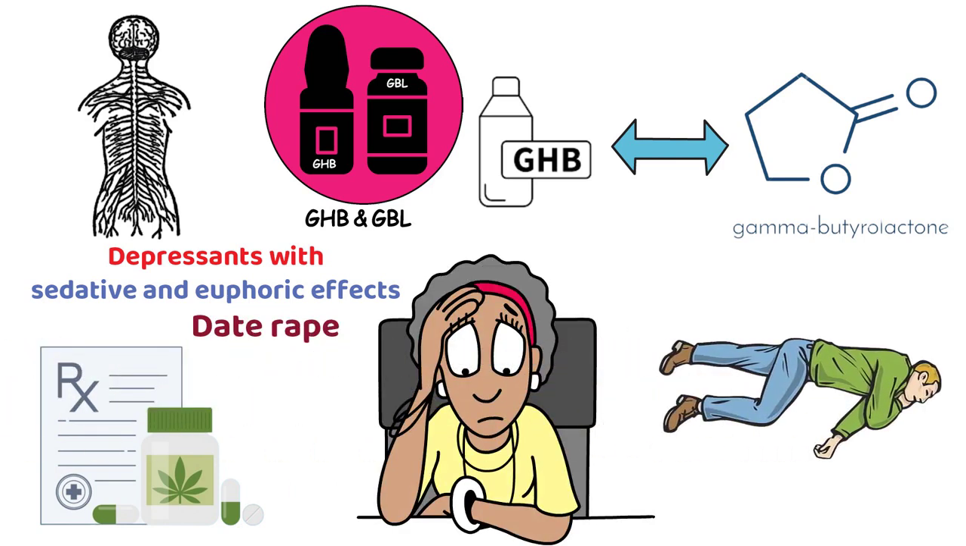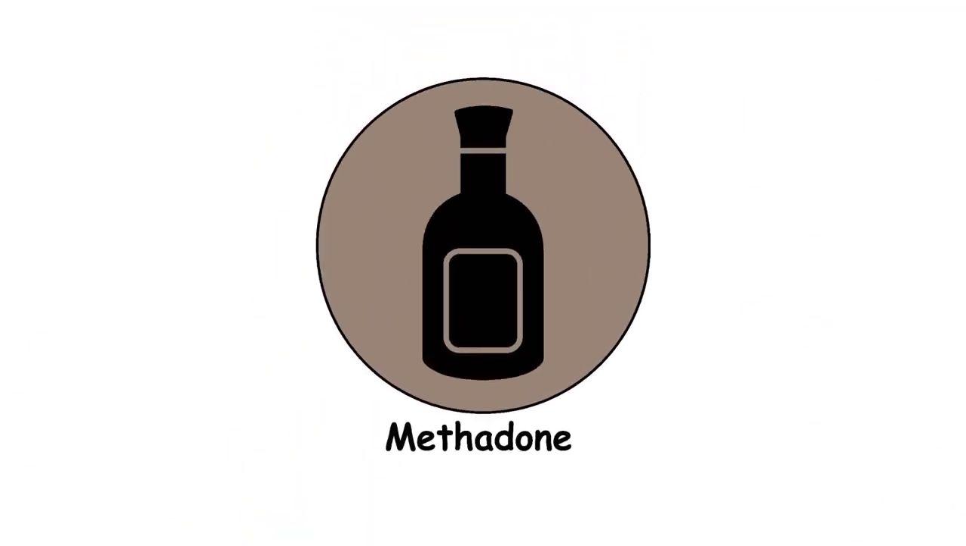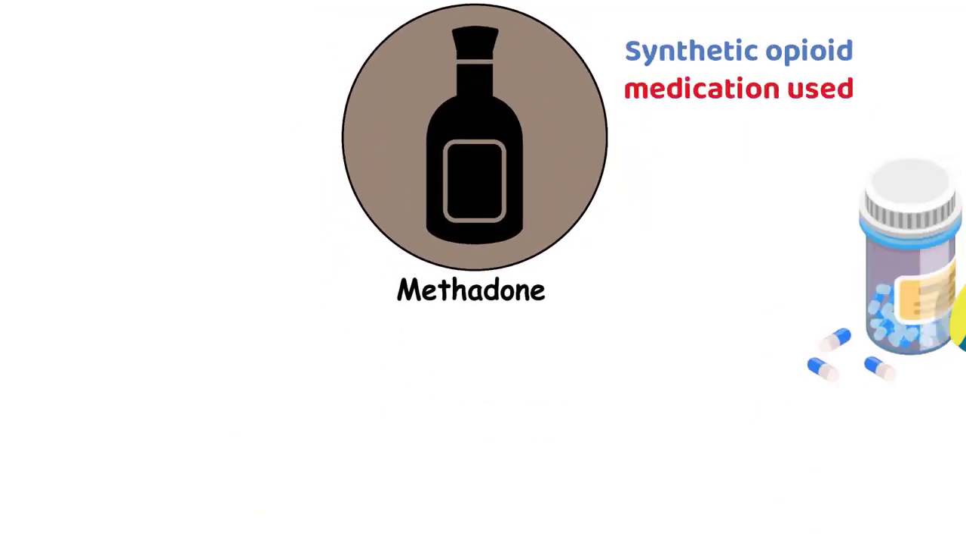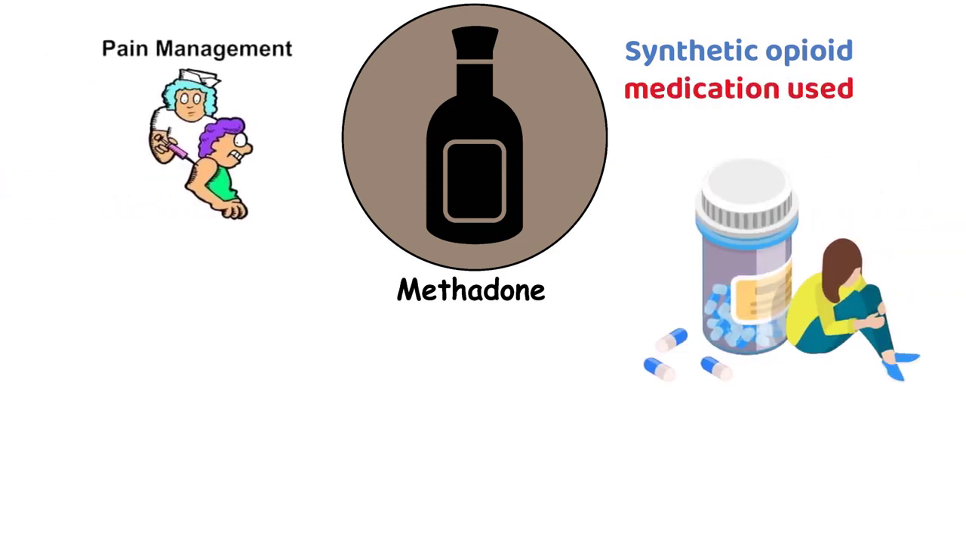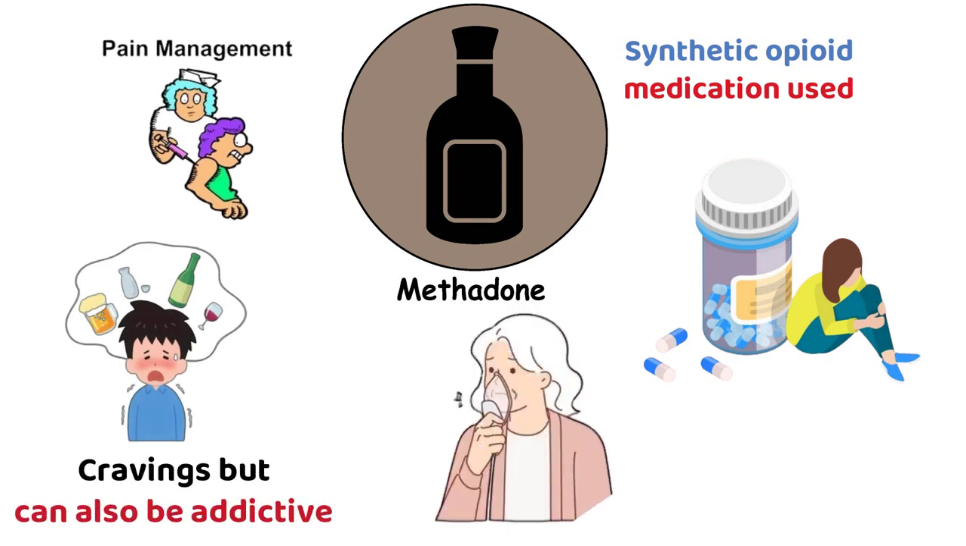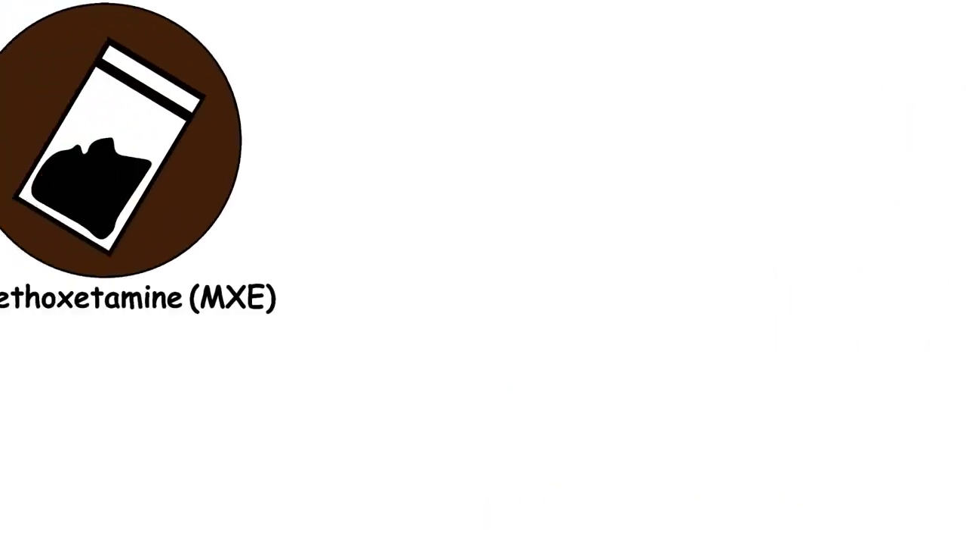Methadone. Methadone is a synthetic opioid medication used to treat opioid addiction and manage pain. It helps reduce withdrawal symptoms and cravings, but can also be addictive and cause respiratory depression if misused.